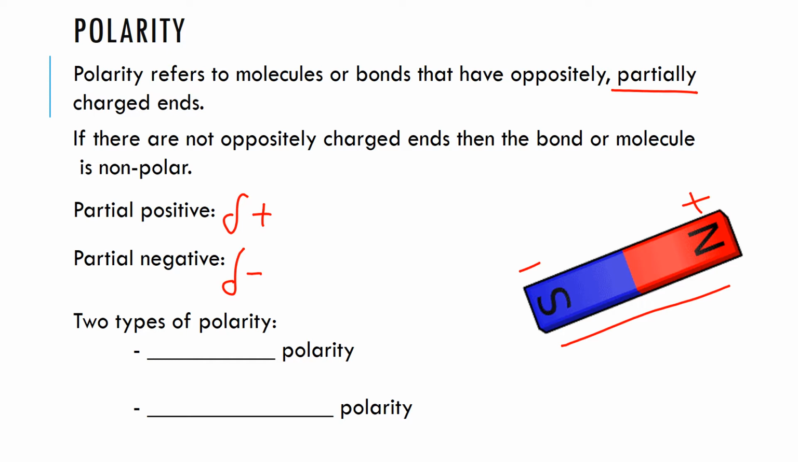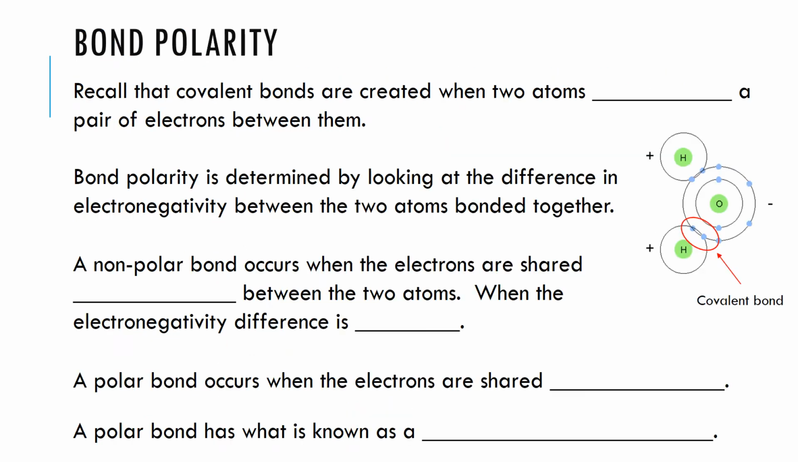Now we're going to look at two types of polarity here. We're going to look at whether or not bonds can be polar or nonpolar. And we're also going to look at whether or not molecules can be polar or nonpolar. So let's start with bonds. Now, you have to recall that covalent bonds are created when two atoms share a pair of electrons. So here in our water molecule, we have the bond between hydrogen and oxygen consisting of one electron from hydrogen and one electron from oxygen.